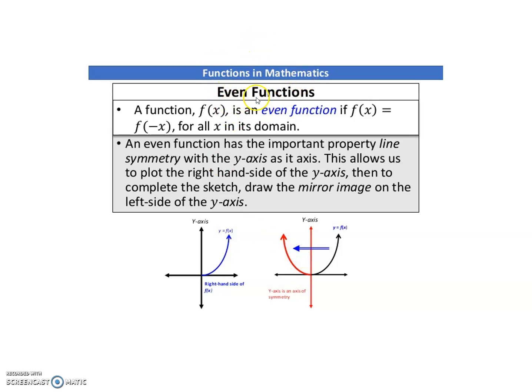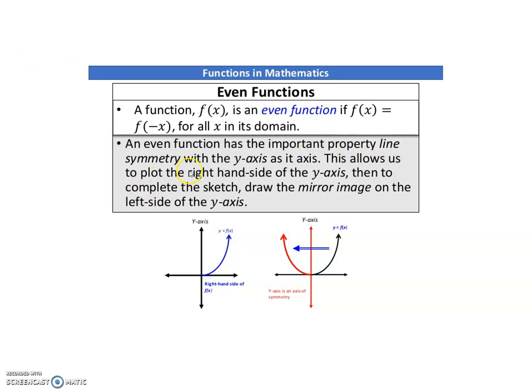Types of function we have to discuss today. Functions in mathematics: the even function. A function f of x is an even function if f of x is equal to f of minus x for all x in its domain. An even function has the important property of line symmetry with the y-axis. That is, obviously we have to depend on the y-axis.